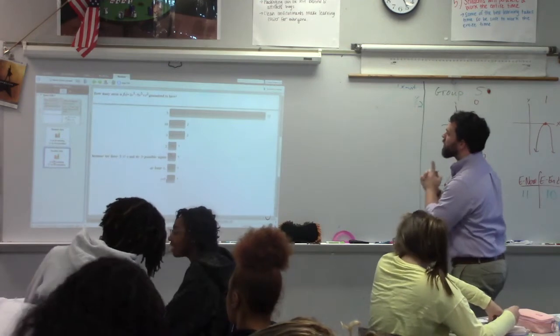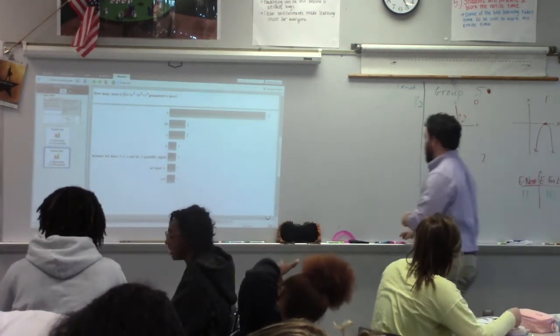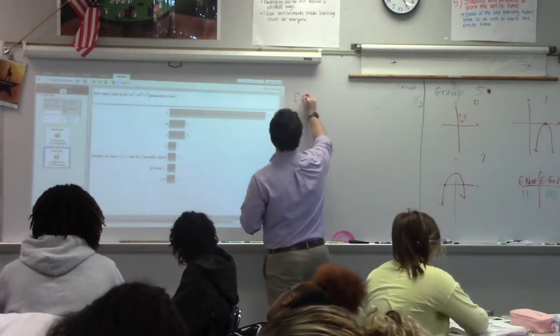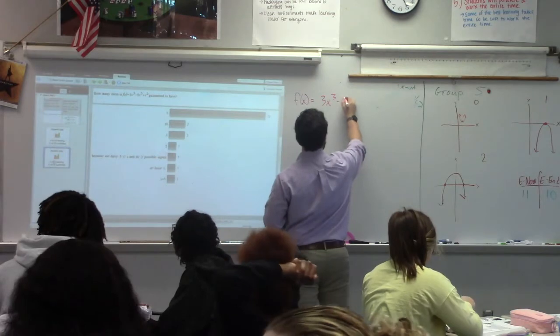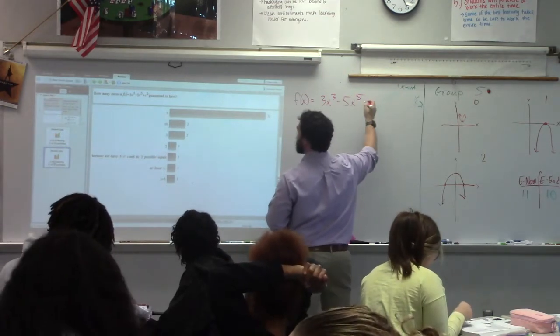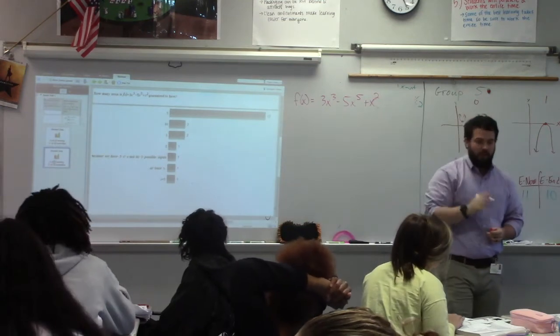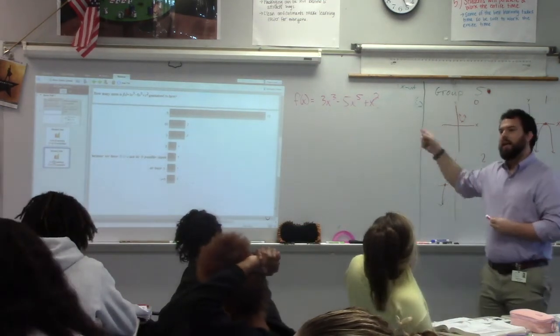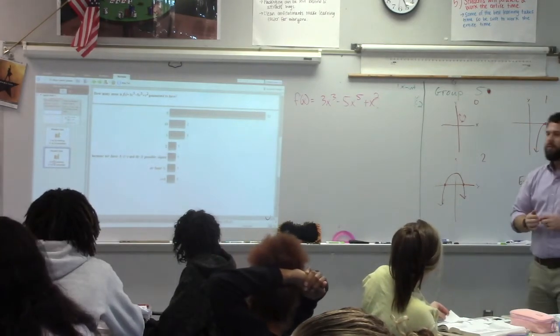So the most common response about how many zeros this polynomial has, so f of x equals 3x cubed minus 5x to the 5th plus x squared, right? We want how many zeros this has. Now first off, I do want to point this out. Looking at that equation, how do we know this is going to be a polynomial?